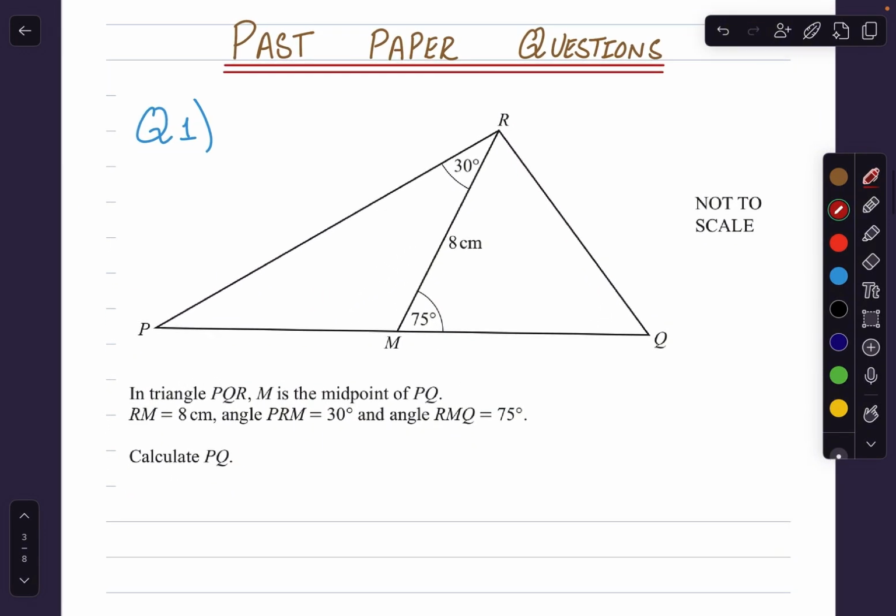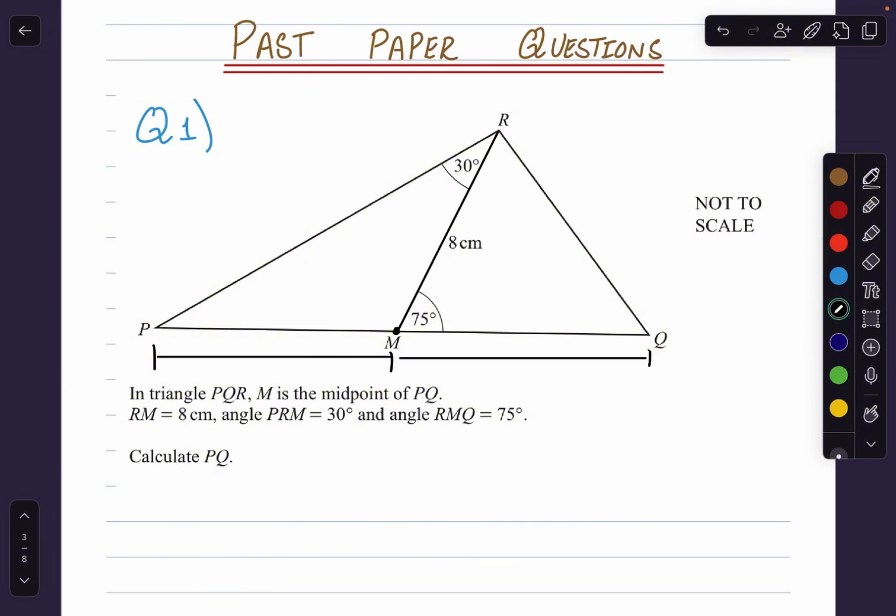Question number 1 says that in a triangle PQR, we have been given a triangle PQR, in that M is the midpoint of PQ. Midpoint means that this PM is the half side and this MQ is going to be the other half side. So they are basically equal as well, because that's a midpoint of PQ. Now RM equals 8 centimeter. We are given one side RM, that is 8 centimeter.